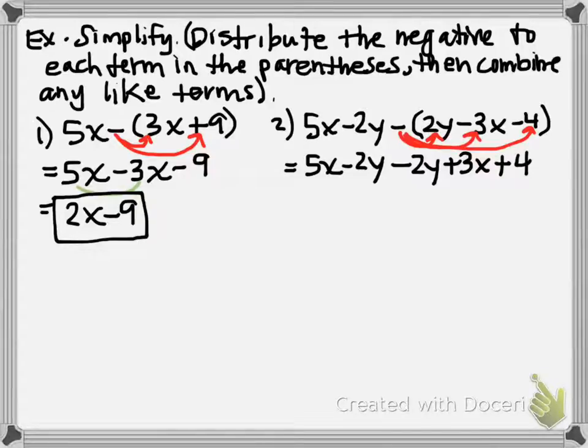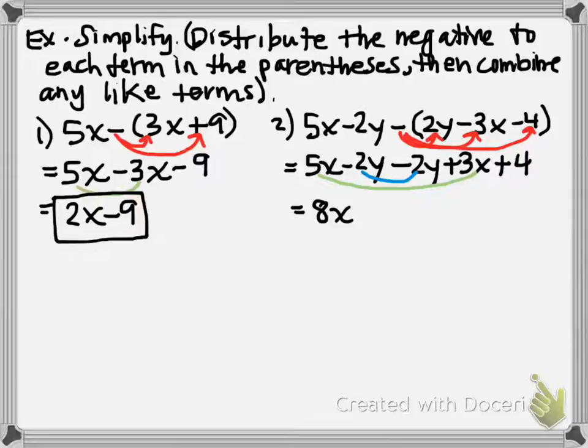And now what we're going to do is look for some like terms. And I actually see two sets of like terms. I see some x's, and there's a 5x, and in front of the 3 is a positive, so it's 5x plus 3x. That's going to give me a total of 8x. I also see a negative 2y and a negative 2y.